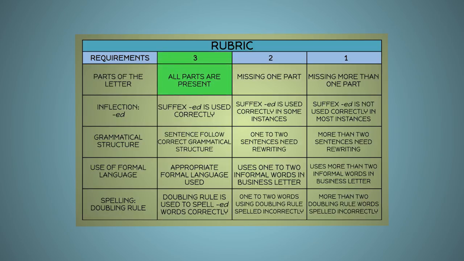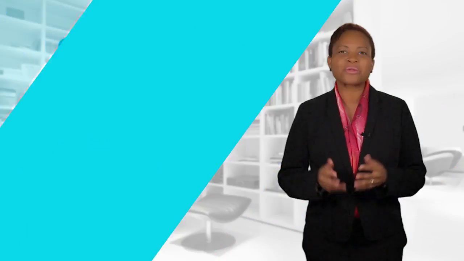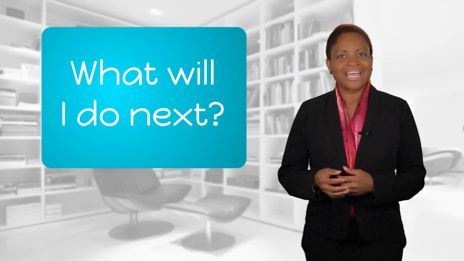A score of 3 means all parts are included. A score of 2 means one part is missing. And a score of 1 means 2 parts are missing. What will I do next?